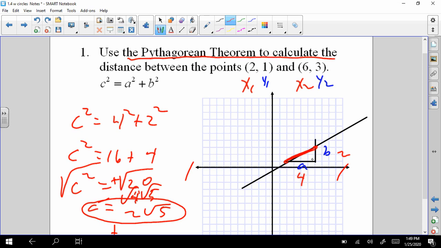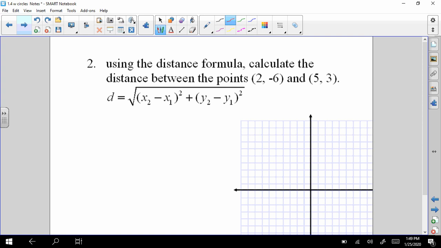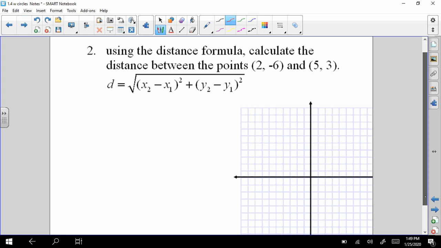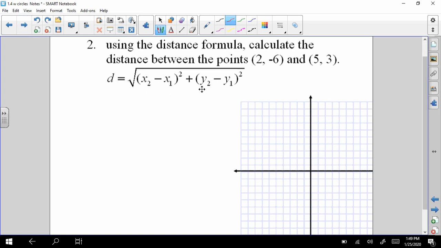So this, understanding the Pythagorean theorem, understanding right angles in the Cartesian coordinate system, leads us to the distance formula. And the distance formula is nothing more than the rise and the run.